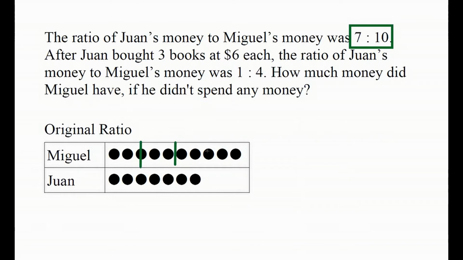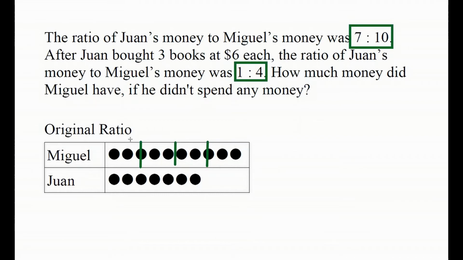Now, it makes sense that if Miguel's money has 10 equal parts, and if I take his money and cut it into 4 equal parts, each part would contain 2.5 circles. So that makes sense. Now, taking advantage of the second ratio, 1-4, that tells me after Juan spent $18, he was left with only 2.5 circles.